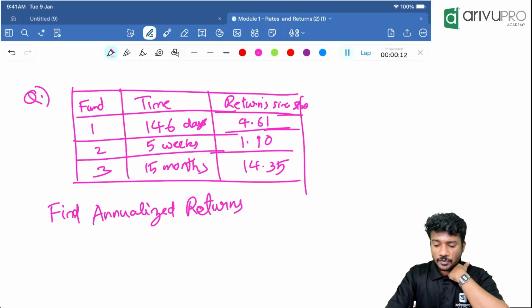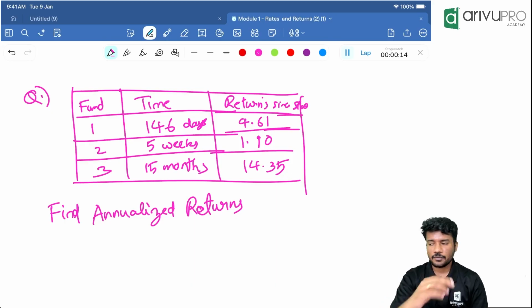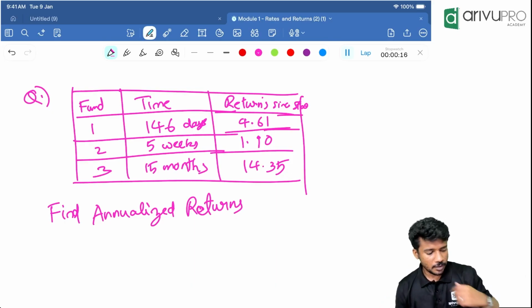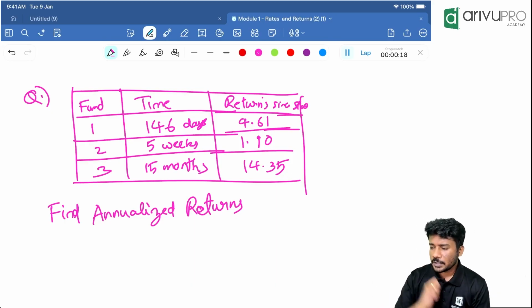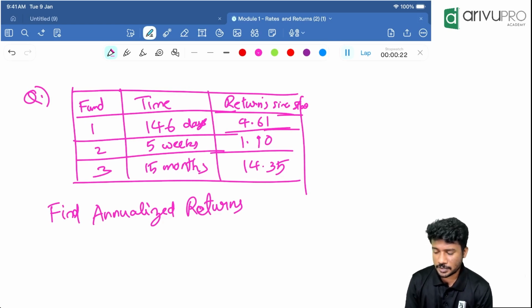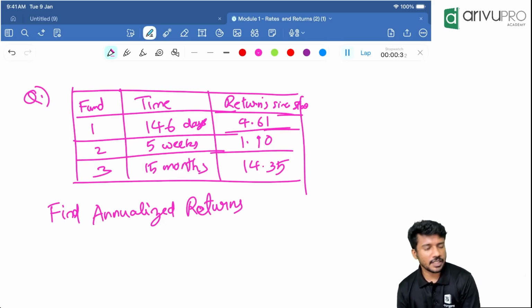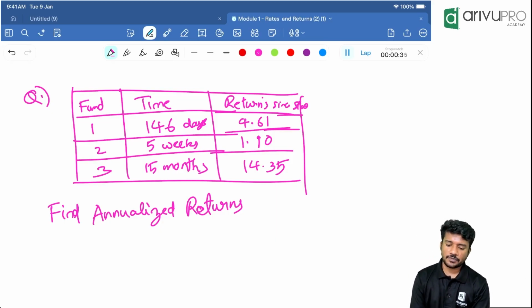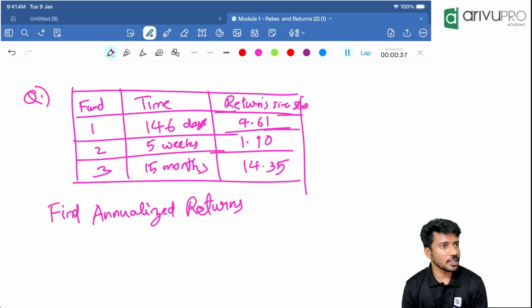I'll give you 1 minute. You have 45 seconds more. You can download a calculator, a similar one with similar features, though not all the features will be there. Try the first case, second case and third case. First case is 146 days. Individually you should find the values.